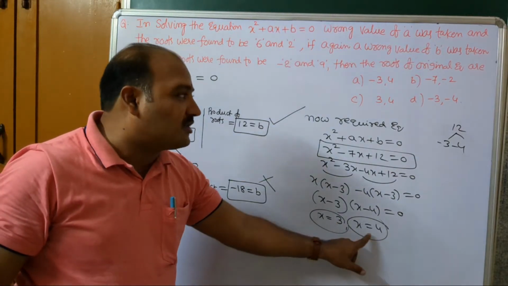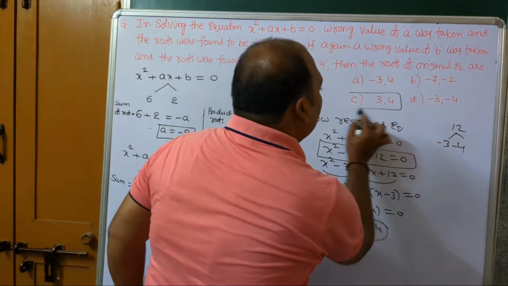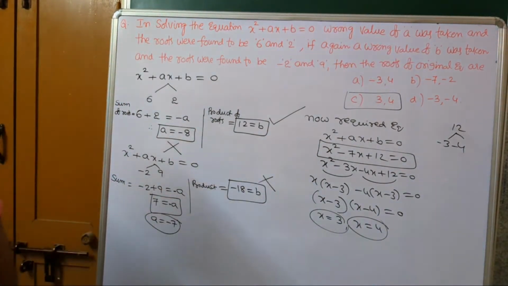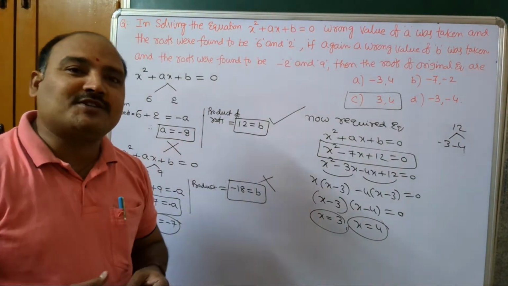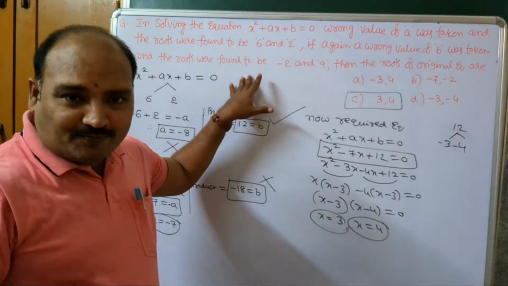So x equal to 3, x equal to 4, which are there in the third option, dear students. I hope you understand what I explained here.